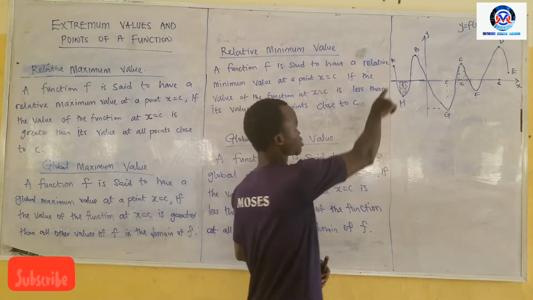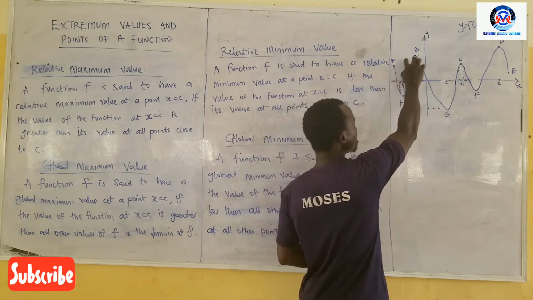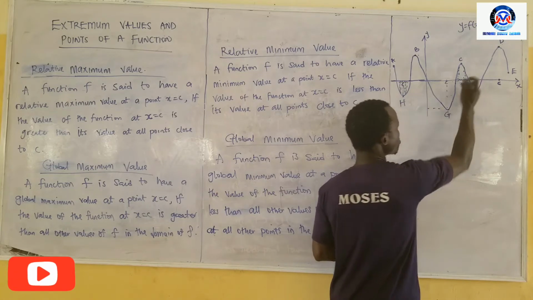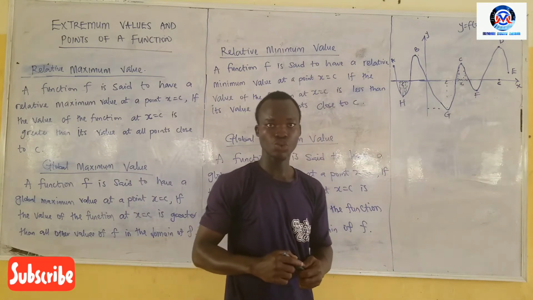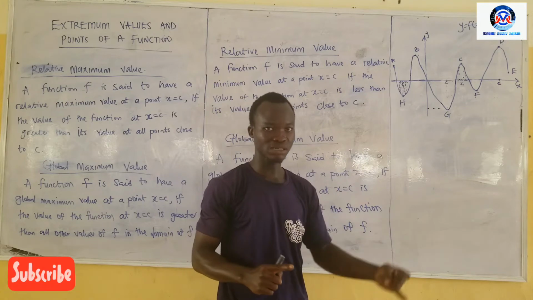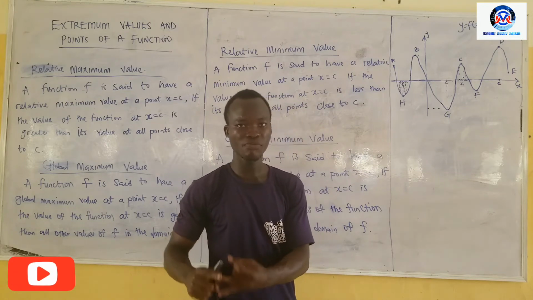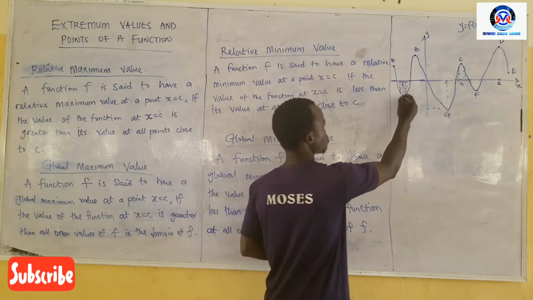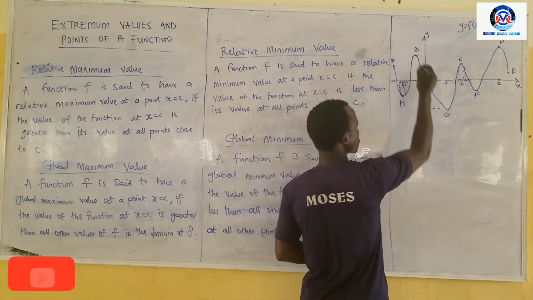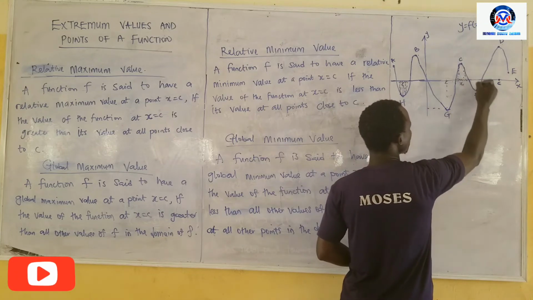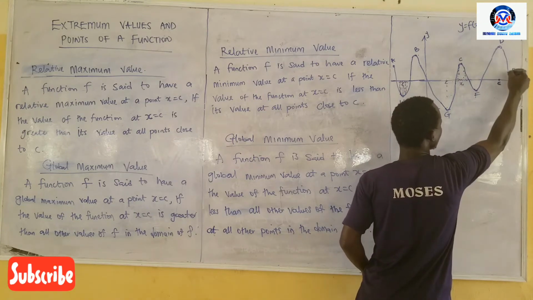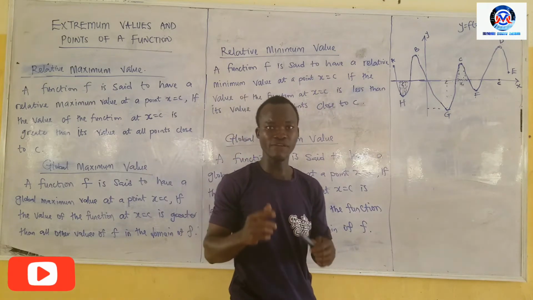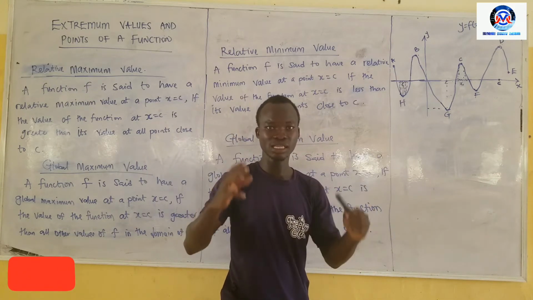For instance, this is an extremum value. Every point marked on this graph is an extremum value, because we said extremum values are either the maximum value or the minimum value. And the extremum values happen at turning points. Look at this, a turning point, a turning point, a turning point, and also a turning point. Here also a turning point. So the extremum values of a function happen at the turning point.